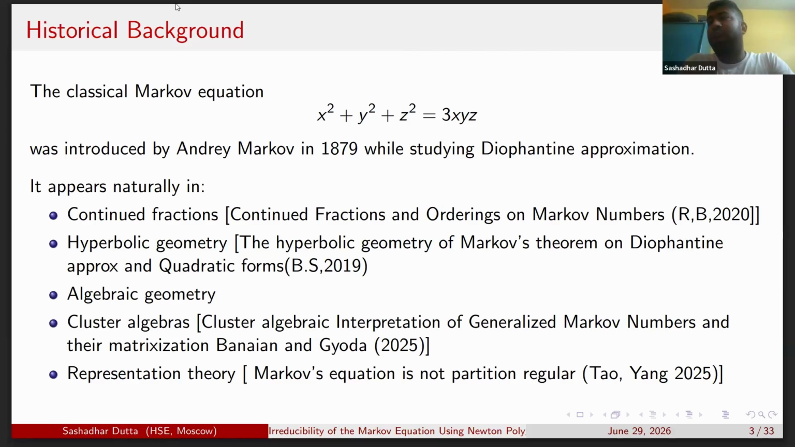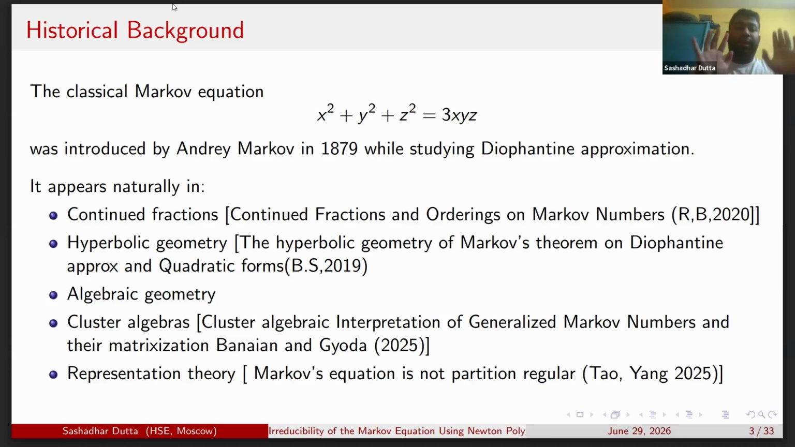We were trying to find the reducibility or irreducibility of Fibonacci sequences, etc., by using the Newton polygon. Two months ago, I was thinking: what about the Markov equation? How is it reducible or irreducible if we apply the Newton polygon? I will tell you the definition of the Markov equation, then what the Newton polygon is, and what results we get from here.